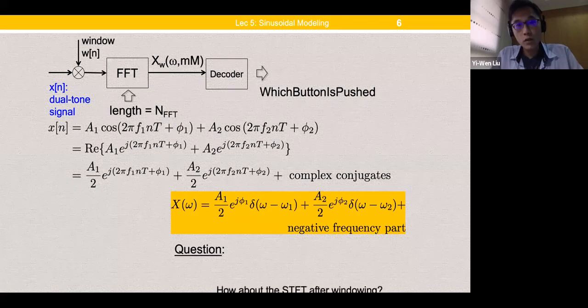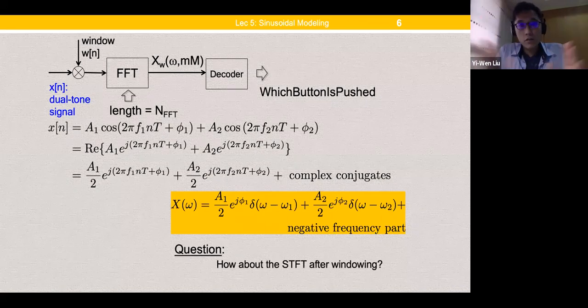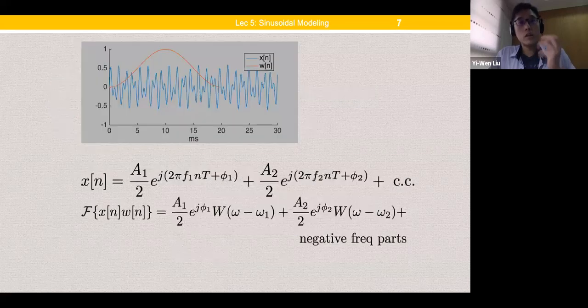But now, this is the DTFT. This supposes that the signal lasts forever, that n runs from minus infinity to infinity, and then we have a delta spike in the spectrum. So the next question is, what about the short-time Fourier transform, when we window the signal with a finite-length w[n]? What would happen in the frequency domain? The answer is we'll see a spectral copy of the Fourier transform of that window.